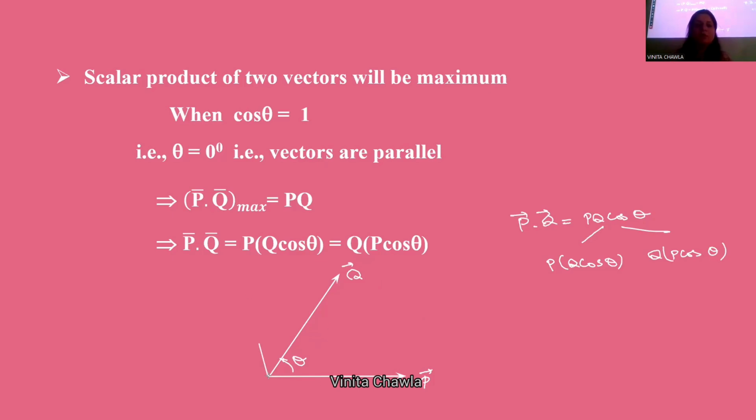This is the vertical component, and this is the horizontal component, right? So we can write vector Q as this: Q cos theta and this Q sin theta. So we are taking that component of Q, Q cos theta, which is the component of Q along the direction of P.